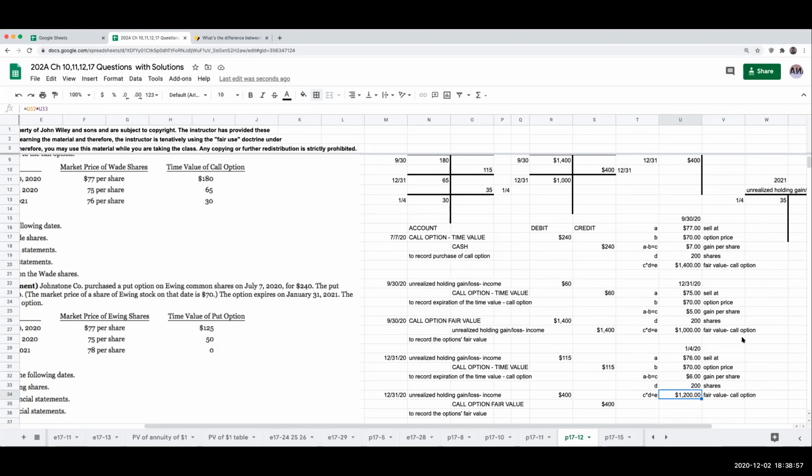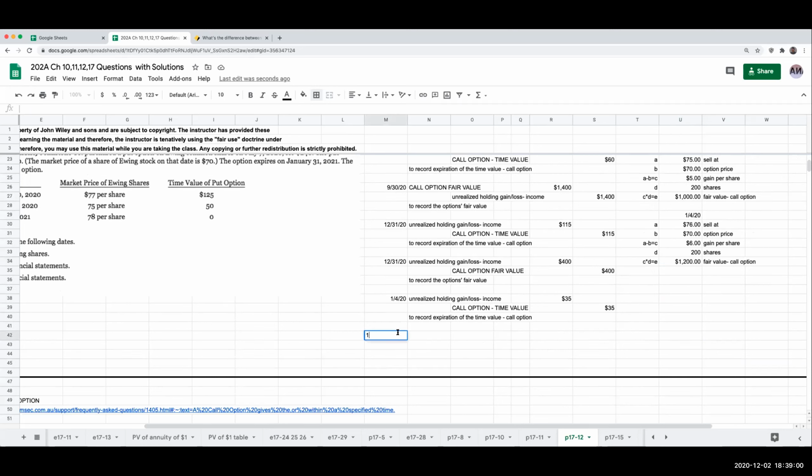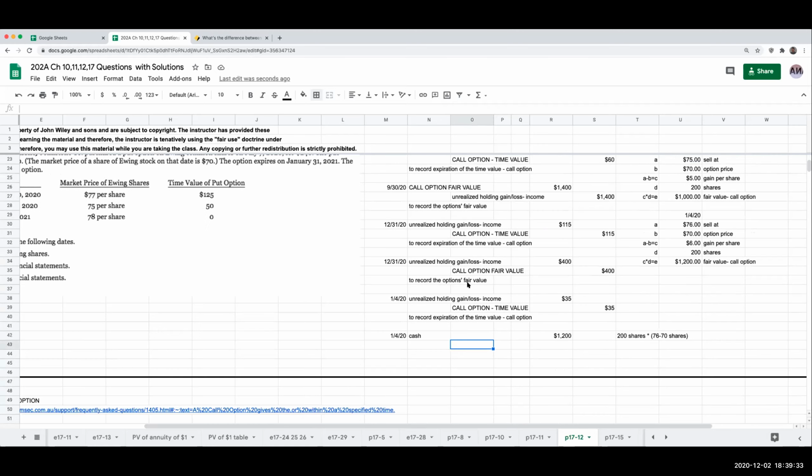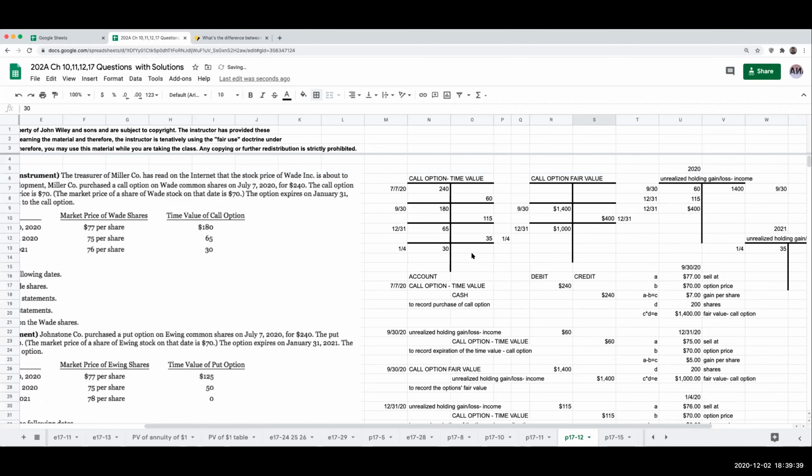But now what this is going to become is that the cash I'm going to be receiving on 1/4/20 is going to be this gain per share times the number of shares. So when I settle it, I'm going to be getting cash of 1,200. Okay, and this is going to be 200 shares times the difference in my current share price and then my option price. Now, what I also need to do at the same time is I've settled this. So I need to get rid of the call option time value. This here had a balance of 30.